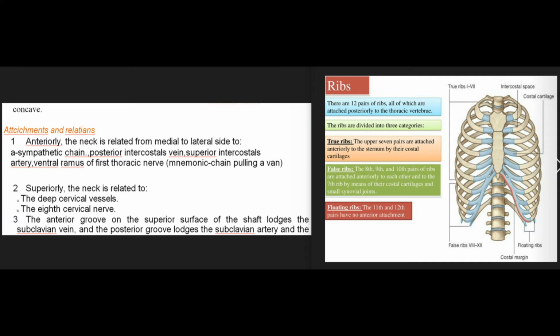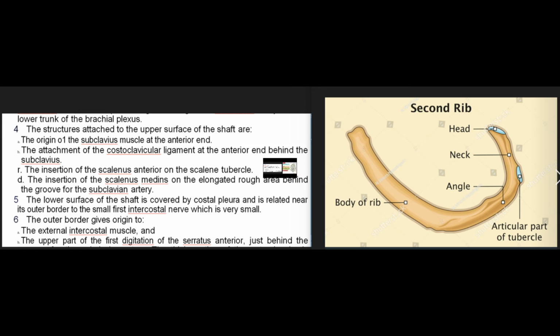4. The structures attached to the upper surface of the shaft are: A. The origin of the subclavius muscle at the anterior end. B. The attachment of the costoclavicular ligament at the anterior end behind the subclavius. C. The insertion of the scalenus anterior on the scalene tubercle. D. The insertion of the scalenus medius on the elongated rough area behind the groove for the subclavian artery.